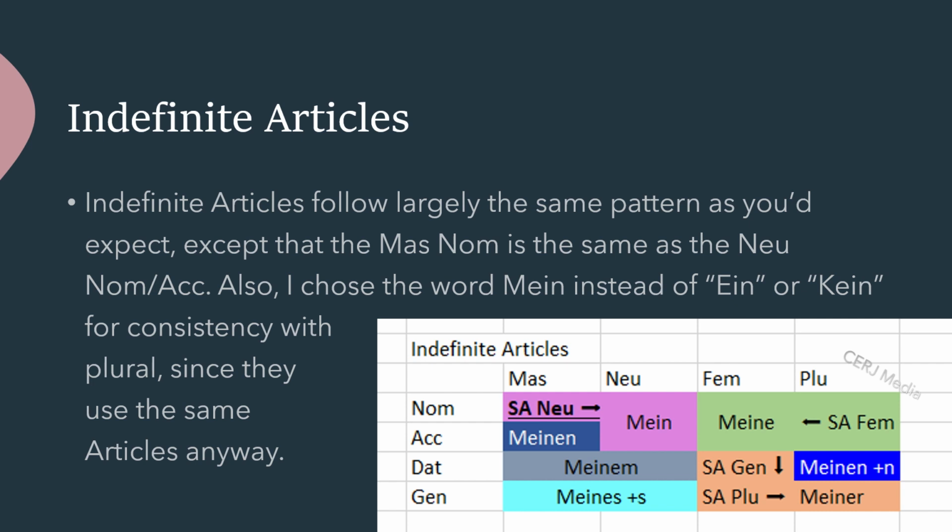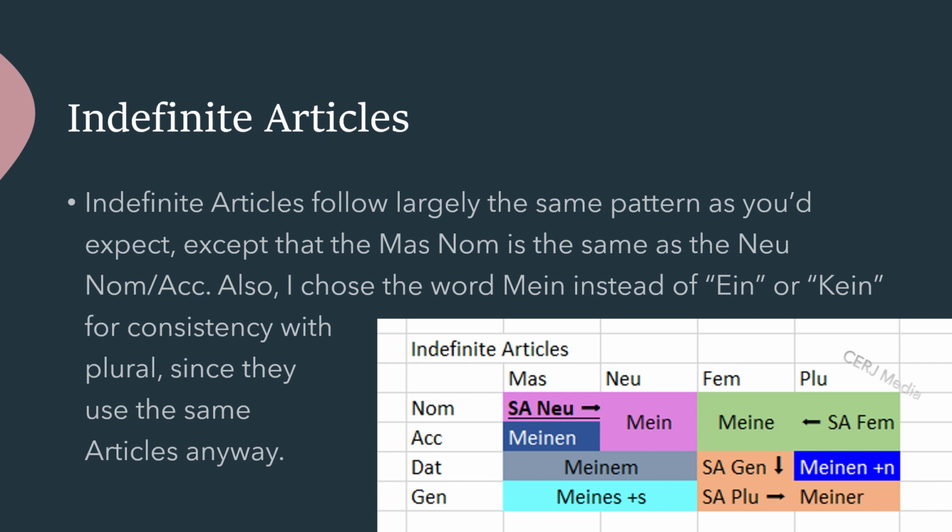Let me also clarify why I chose the word mein. Technically, mein isn't even an indefinite article. The reason I chose it is for consistency with the plural. With the way German works, the adjective endings and the way the words are used are the exact same regardless of whether you're using mein or ein. In any instance where you would say ein, you would say mein. In any instance where you would say meinem, you would say einem. In any instance where you would say meinen plus n, you would say einen plus n.